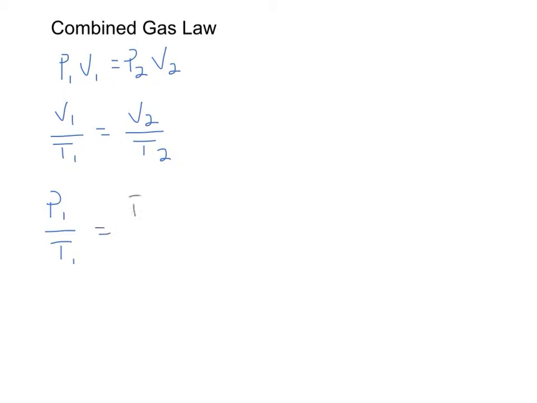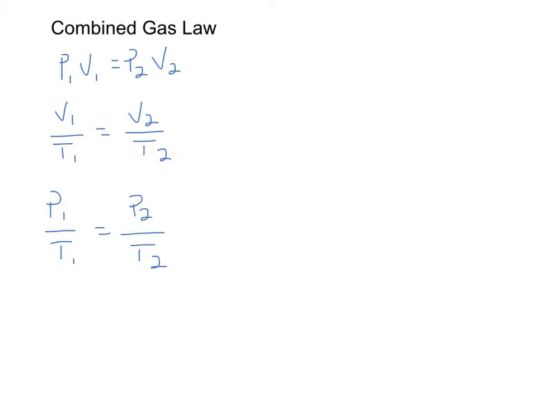The combined gas law is just a combination of Boyle's, Charles's, and Gay-Lussac's law. So if we look at Boyle's law, P1 times V1 equals P2 times V2. We look at Charles's law, V1 over T1 equals V2 over T2. And Gay-Lussac's, P1 over T1 equals P2 over T2.